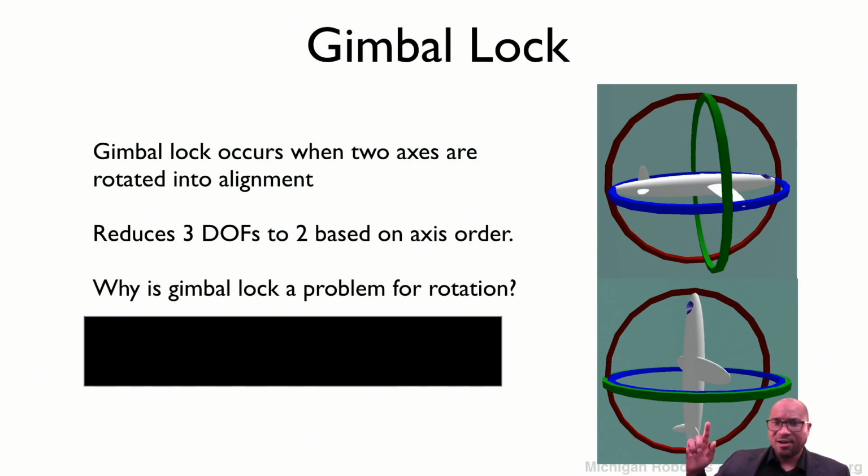So you can see that the gimbals that are associated with the blue and the green rings right here are now in alignment. And so what happens is this reduces our 3 degrees of freedom that we originally thought we had down to 2 degrees of freedom, based off of the axis order that we've chosen and the current angles that we're rotating. And so gimbal lock is more than just an inconvenience. It could be a major problem.